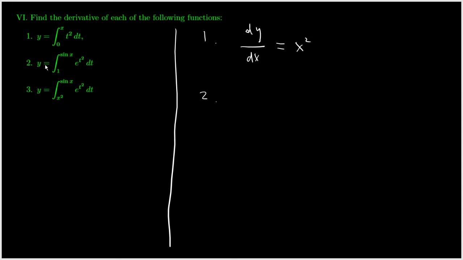In this particular case, the rule of thumb is whenever you see the upper limit is not x, but the upper limit is a function of x, we have to use the chain rule. So y can be treated as the composite of two functions. Now let me show you how. Now for question 2, we introduce an intermediate variable u, so we let u be sine of x. Now try to follow me.